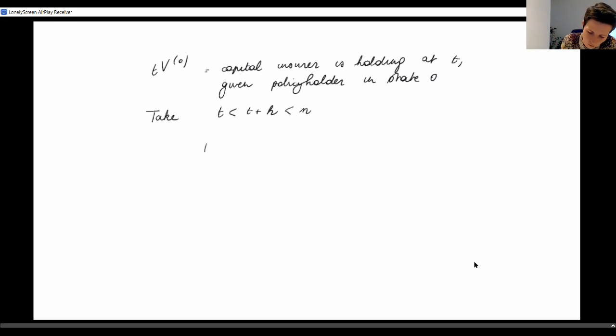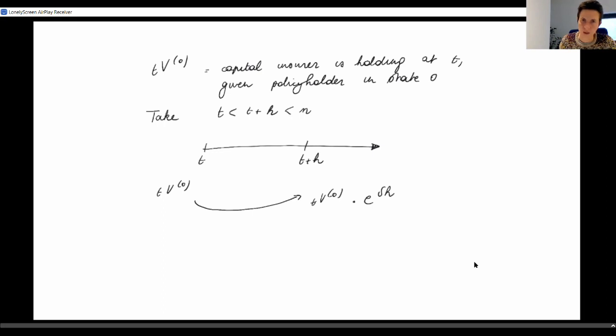If I picture this on a timeline, we've got time t, we've got time t plus h, and I'm holding the amount tV0 at time t. It's an amount of money, a basket of money, let's say. If I let it grow till time t plus h, it's going to grow to an amount tV0 multiplied by e to the power delta times h, where delta is my force of interest. This is how my capital accumulates over this interval of length h.